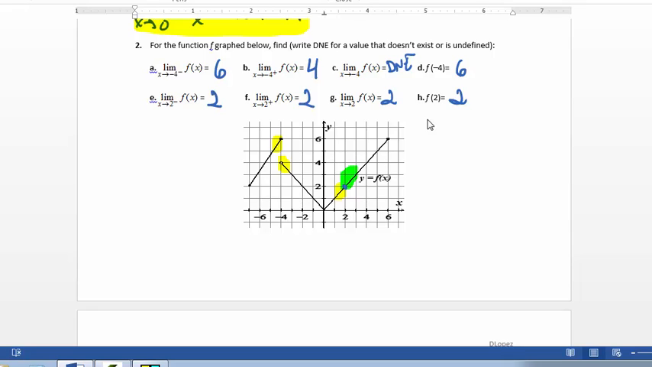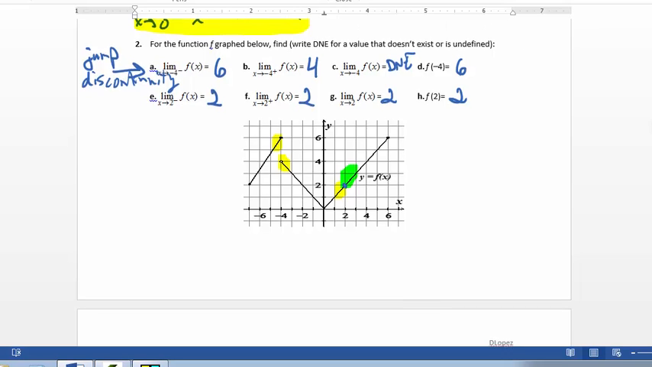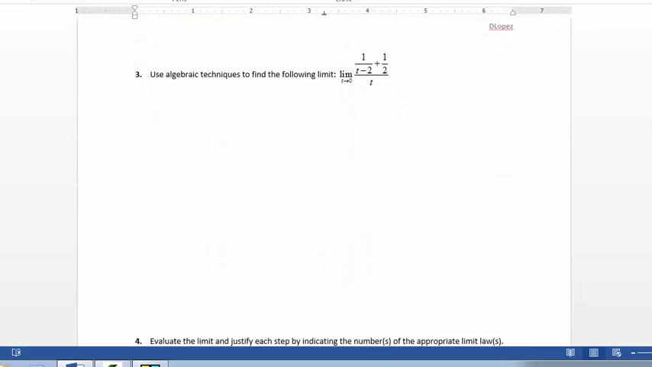Right? So really what you're getting at is, at 2, the function's continuous because the limit is equal to the value of the function. Whereas at -4, it's not continuous, right? Over here, there's what we called a jump discontinuity at -4, because the graph jumps from being up at 6 to being down at 4. Okay, so that one was pretty straightforward. Most people had that one correct.